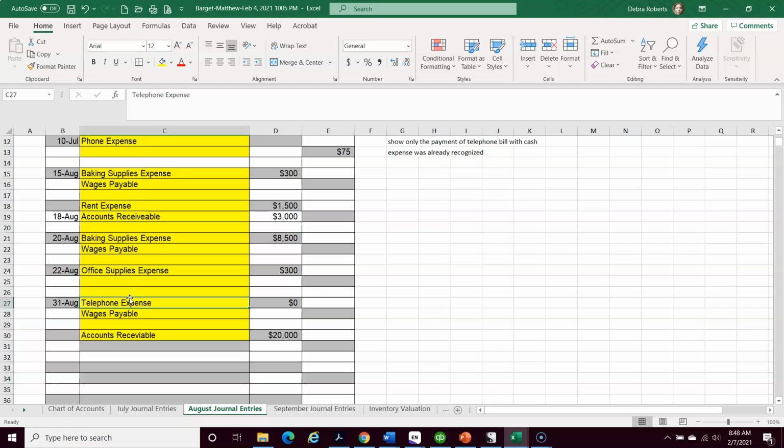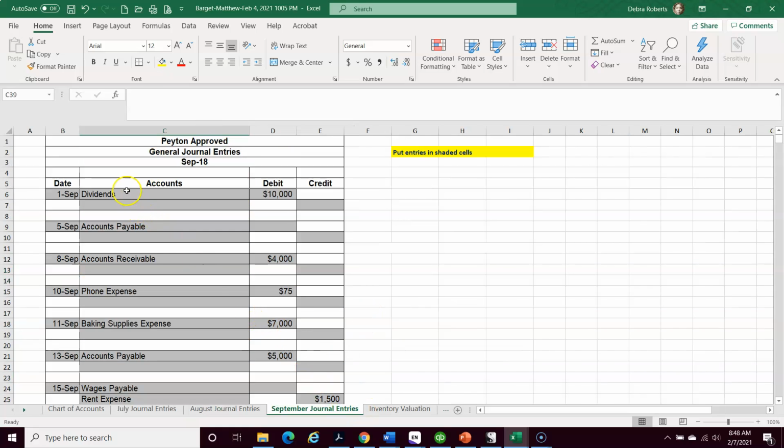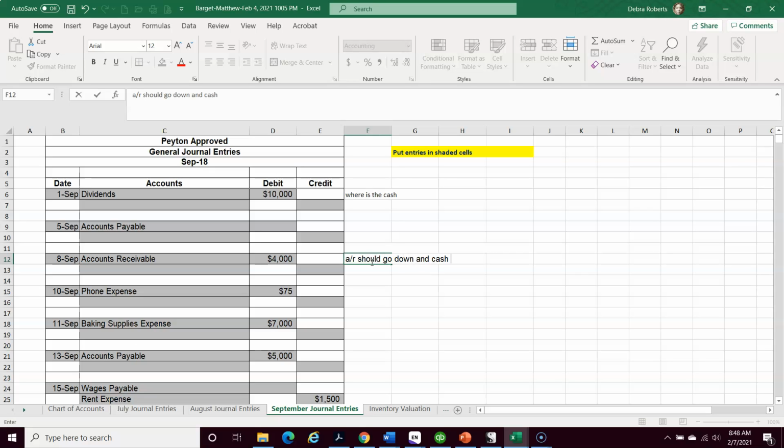The only thing here that I want to make clear is when you're paying your wages, this here should be accounts payable. And here, when you're doing your revenue, I'm going to undo that. Your revenue entries, I just want to highlight these. And the same will happen in all of these entries here. Where's the cash? Accounts receivable should go down, and cash up.